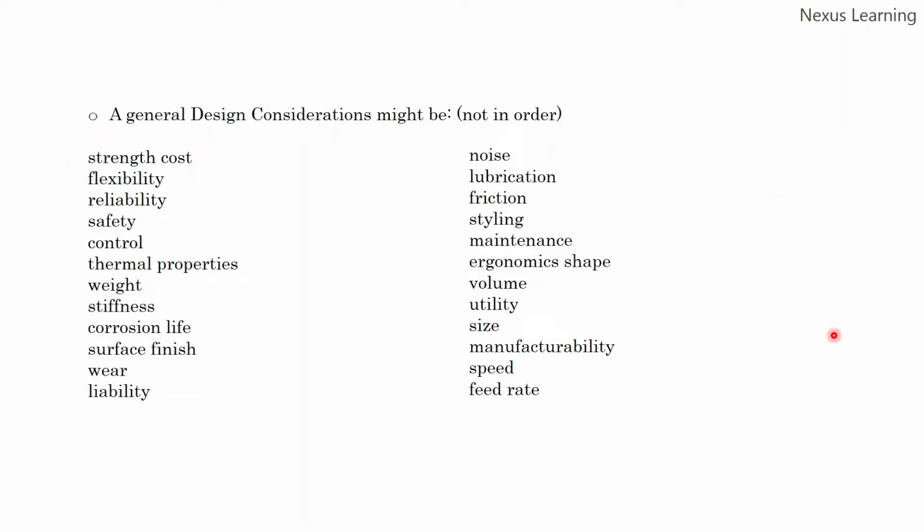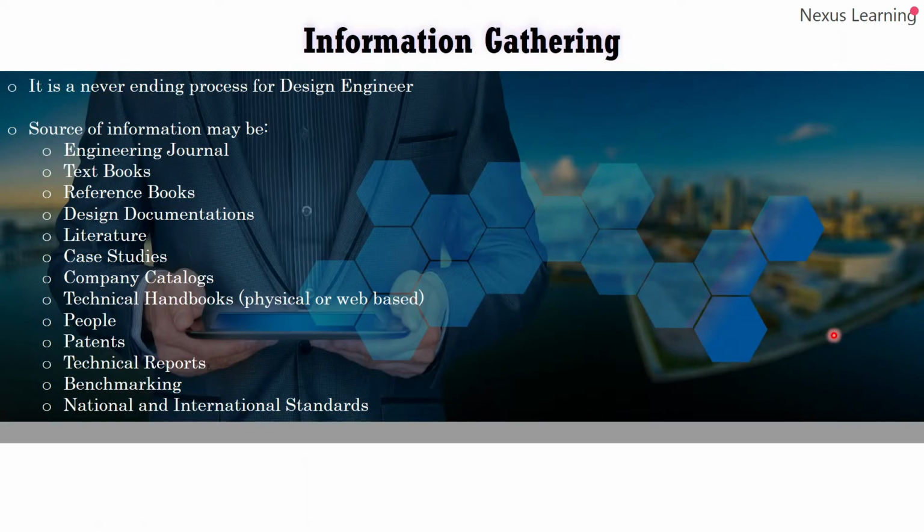The general design considerations might be these. They are not in particular order from high to low, but they include strength, cost, flexibility, stiffness, wearability, then styling, ergonomics, volume. So all these things have to be addressed for that particular product.